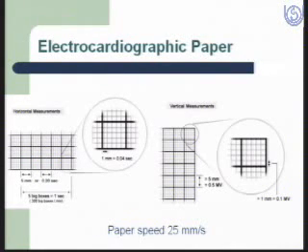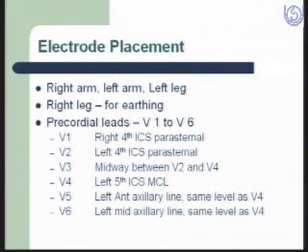So the horizontal axis represents the time scale, whereas the vertical measurement is the amplitude of the electrical potential. Now when we record an ECG, what are the electrodes to be placed and how are they placed?